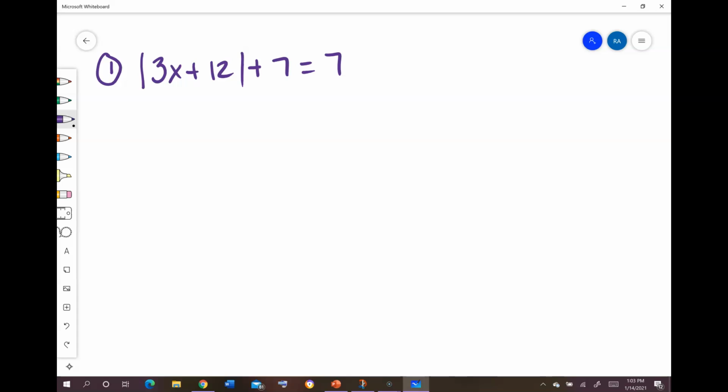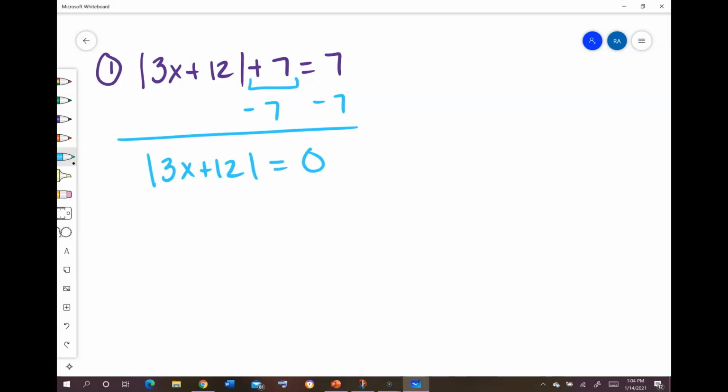Alright, so step one is to isolate it. An isolated absolute value is when there's nothing on the outside of the absolute value bars. Well, I have a plus 7 that I need to get rid of, so I'm going to subtract 7 on both sides. When I do that, I get the absolute value of 3x plus 12 equals 0.